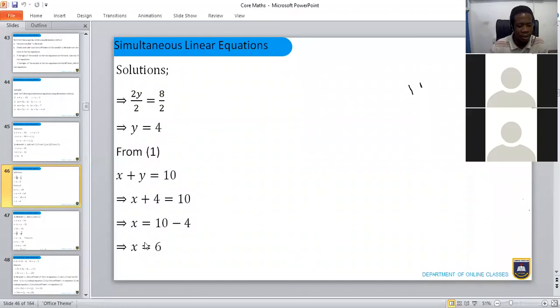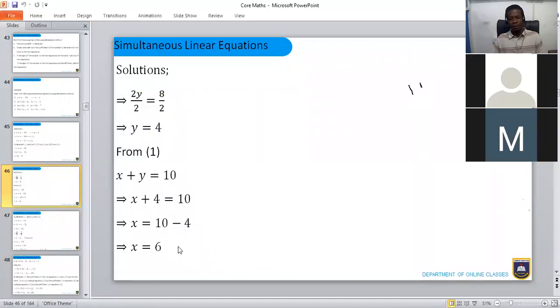Any question so far? No, sir. Okay. So these are the values. Sir, after you finish for y, will you find for x again? But we found x already. Yes, I mean, after you finish for y, you have to find for x. Okay.